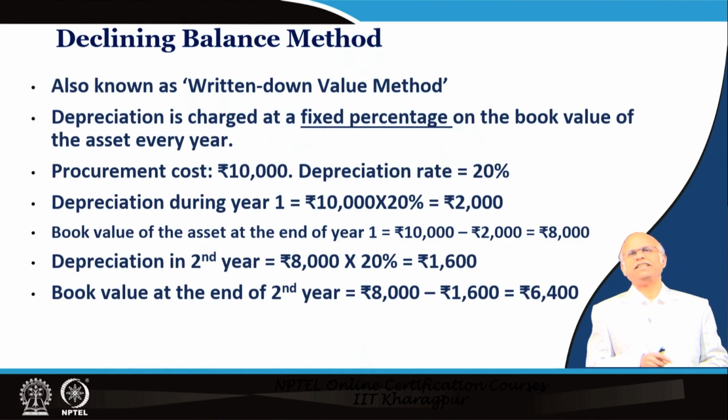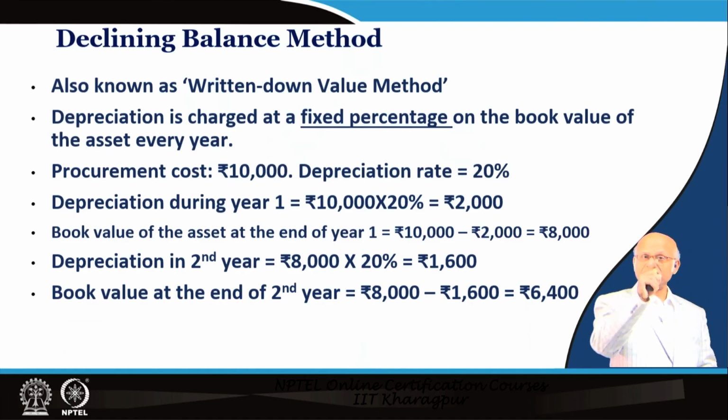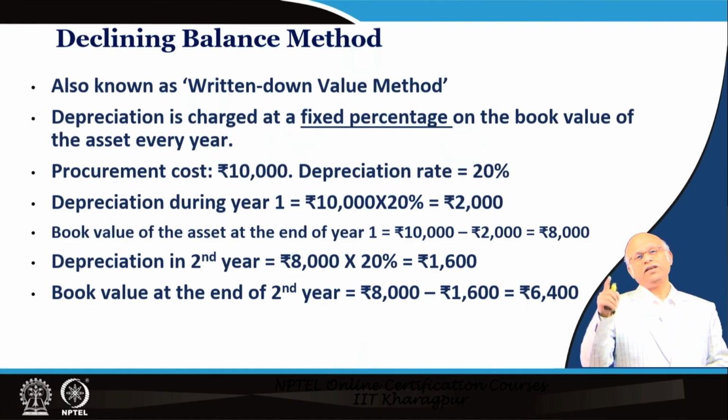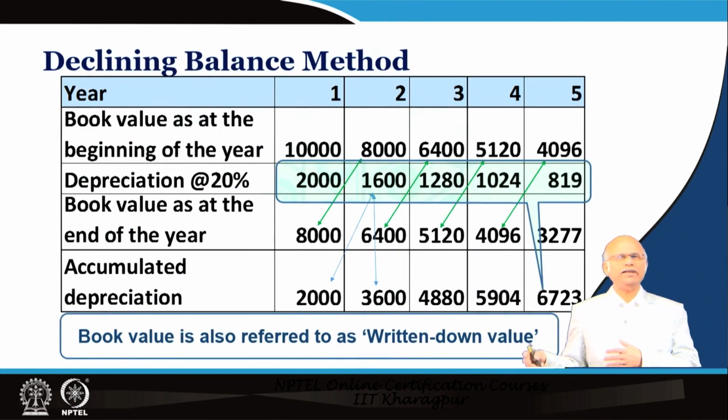Suppose your depreciation rate is 20%. So, 10,000 rupees is the procurement cost, 20% of 10,000 is 2,000, that is the depreciation. Deduct 2,000 from 10,000, you get 8,000, that is the book value as at the end of the year. Next year you do not depreciate 10,000, you depreciate 8,000, because that becomes the new book value. So, 8,000 into 20% is 1,600. So, you deduct 1,600 from 8,000, you get a new book value of 6,400 and the like.